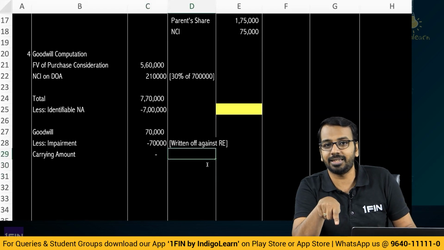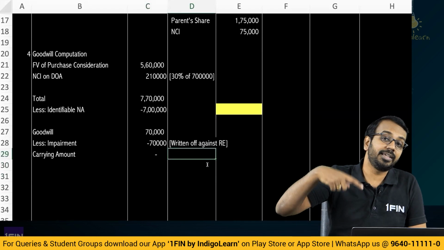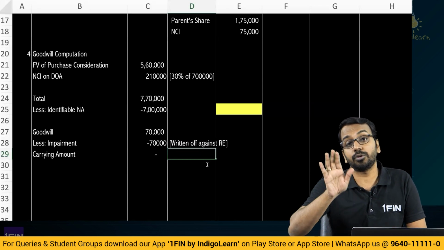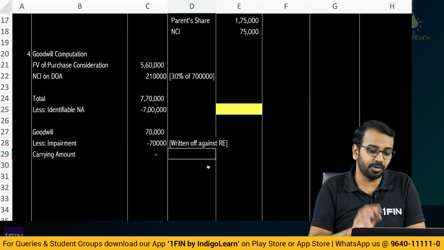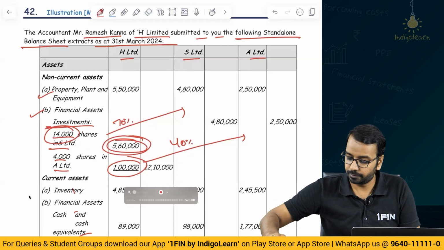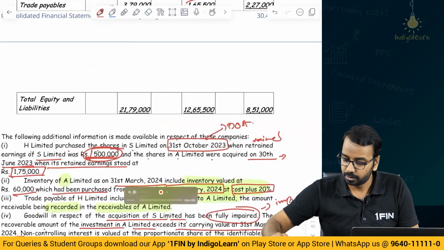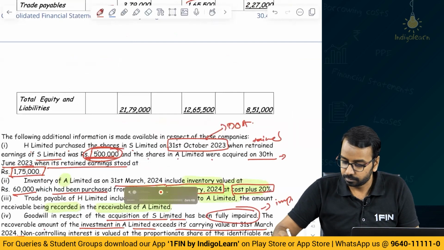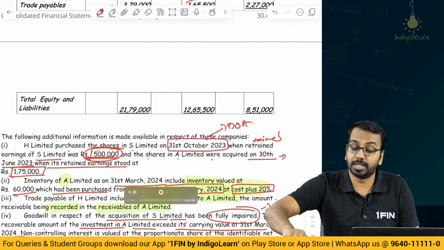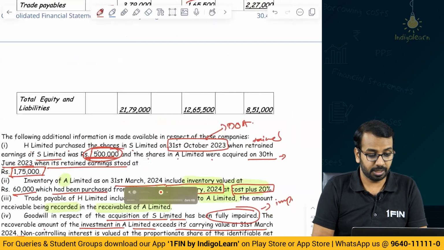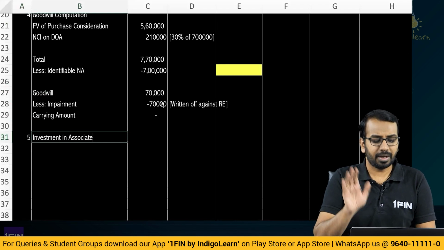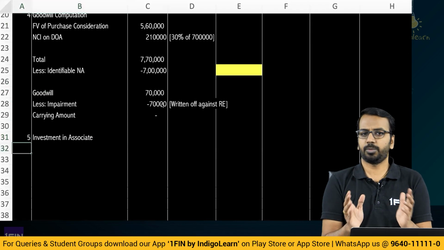Will NCI bear anything? Please keep this in mind. If it is the fair value method, then only NCI will bear. If it is the proportionate net asset method, only the parent will bear. Now, coming back to the question, if you look at the adjustments, what all have we done? This purchase has been done, we have already calculated. Then we have to now calculate for the associate as well. So, let us do the working for the associate. Number 5, investment in associate. As far as the associate is concerned, you will follow the equity method of accounting.